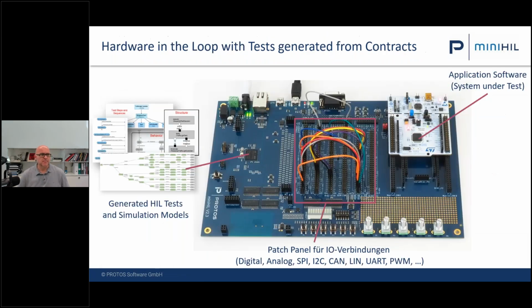Second example. We use this, for example, for our mini-hill test system to make sure that the system is robust for long-running robustness tests, to explicitly test all the data combinations, all the path combinations, to bring robustness and safety into your system.